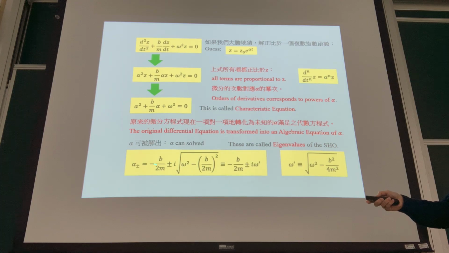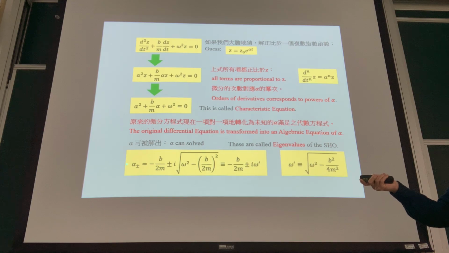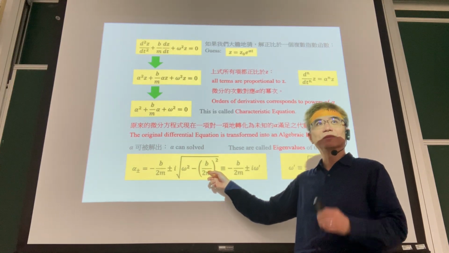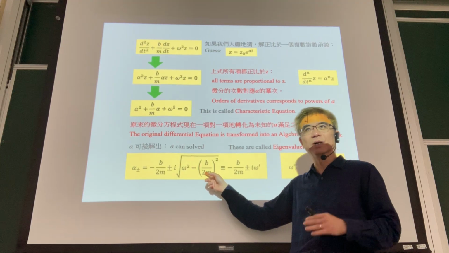Alpha is equal to minus b over 2m plus or minus i times the square root of omega squared minus (b over 2m) squared. You check it yourself. The solution for this second order equation is equal to this. Let's call it alpha plus and alpha minus, depending on the sign of this term in front of i. Okay? And if omega squared is larger than this, of course, that means... I will later check the case if this is smaller than this, but that's later.